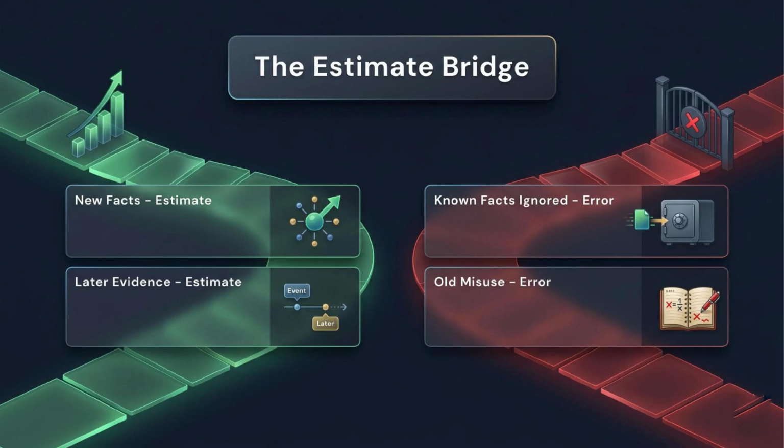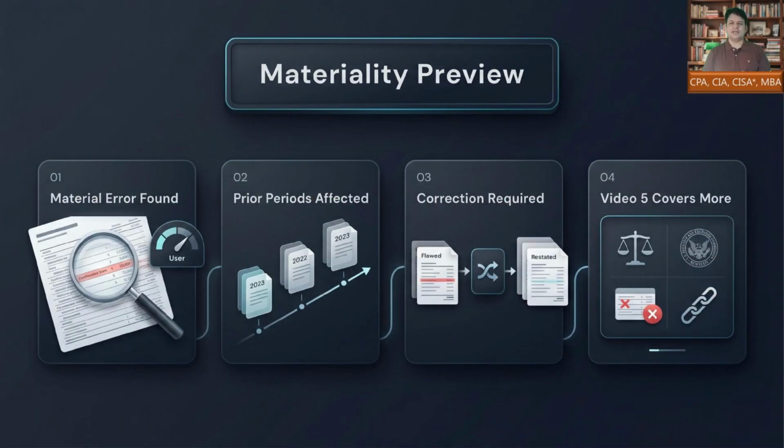The size of the revision does not decide the classification. A large warranty revision can still be an estimate change if new evidence caused it. A small calculation mistake can still be an error if the correct information was available. The classification depends on the nature of the information. Materiality decides the correction depth.